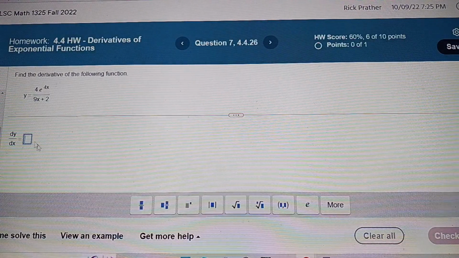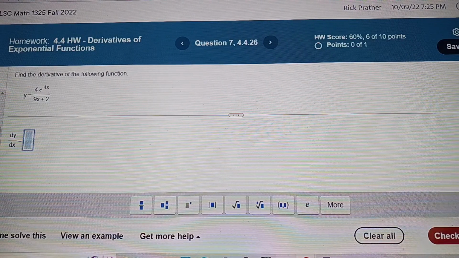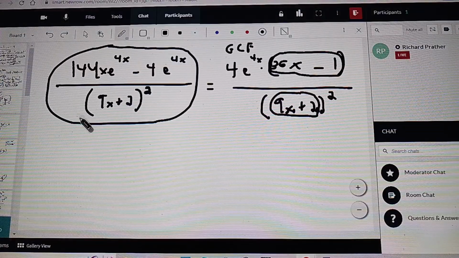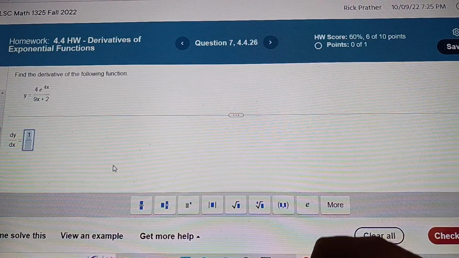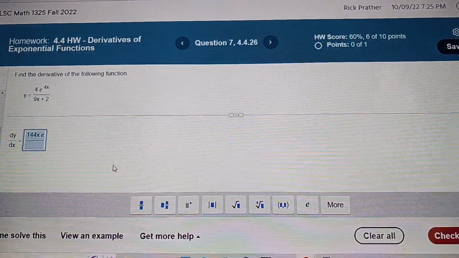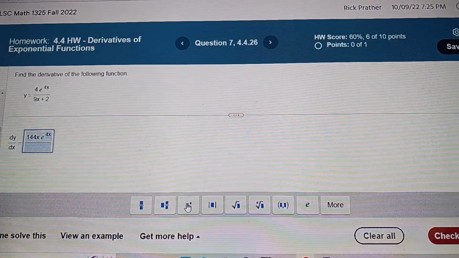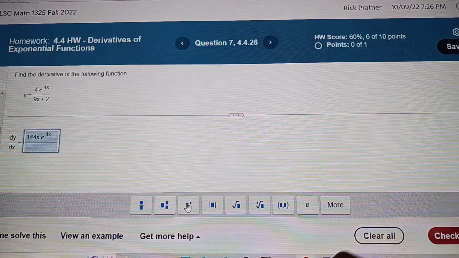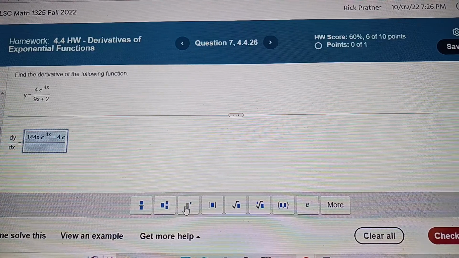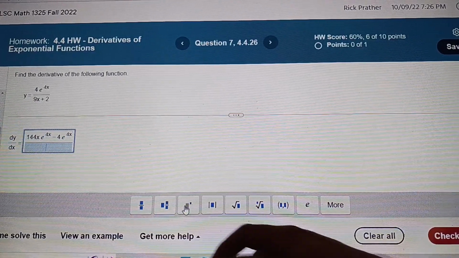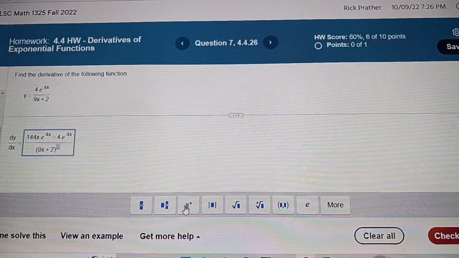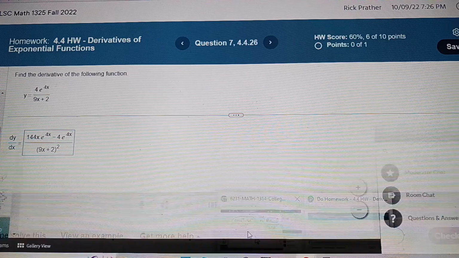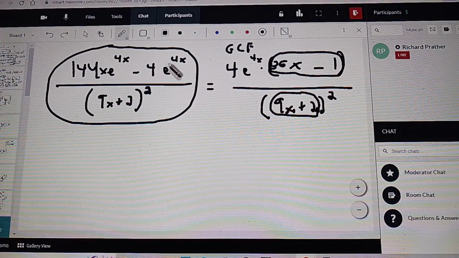So I'm going to put it in the way I circled it, since it didn't factor and cancel, it only factored. So I'll put this version in: 144x e to the 4x, minus 4 e to the 4x, and then (9x + 2) quantity squared, minus 4 e to the 4x, yeah, minus 4 e to the 4x.